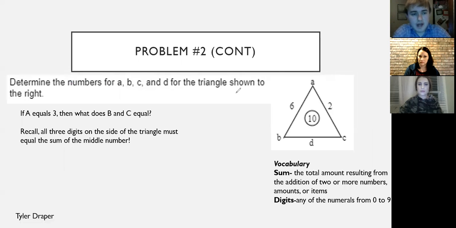Okay, so if A equals 3, we'll go ahead and write a 3 here. Then what do B and C equal? All right, so we have our equation here. It will be 3 plus 6 plus B, a simple algebraic equation, and it will equal 10. 3 plus 6 is 9, plus B equals 10. So as we see, B equals 1.